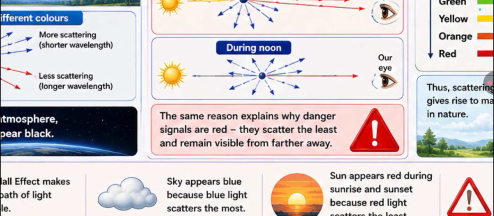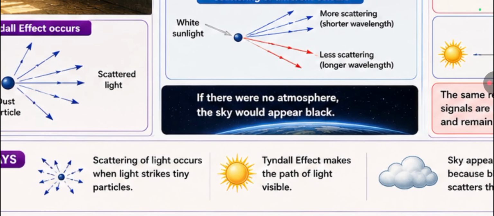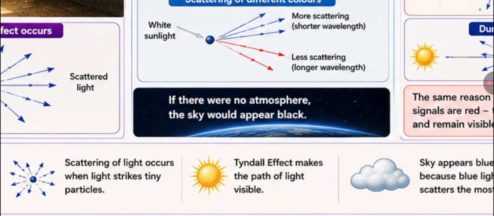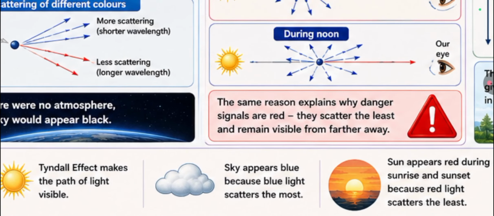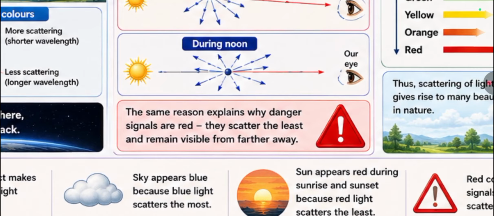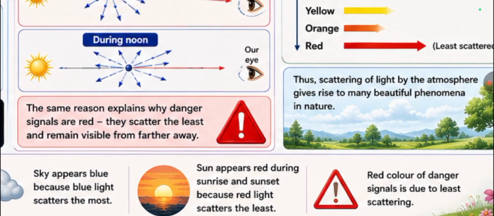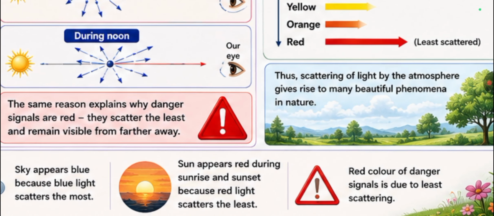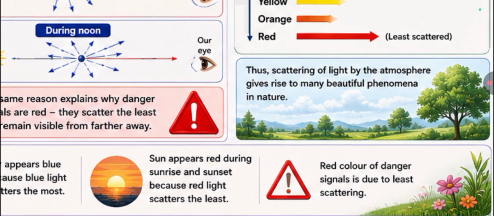Here, if there is no atmosphere, the sky would appear black. The same reason is why danger signals are red: they are scattered the least and remain visible from farther away. Thus, scattering of light in the atmosphere gives rise to many beautiful phenomena in nature.